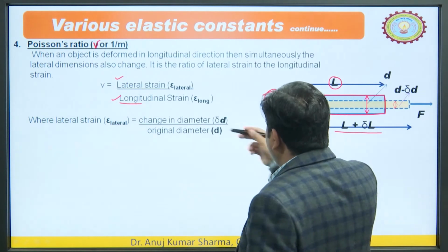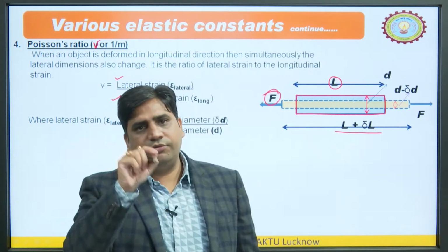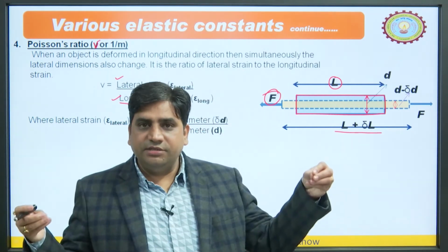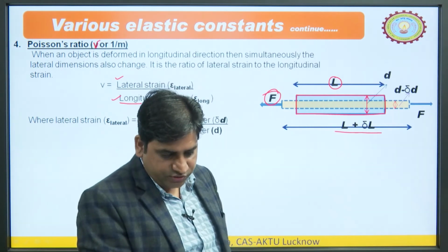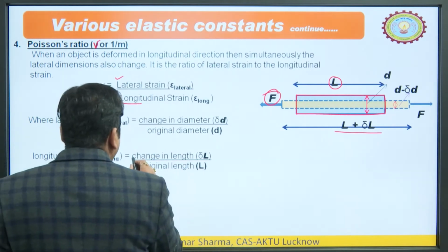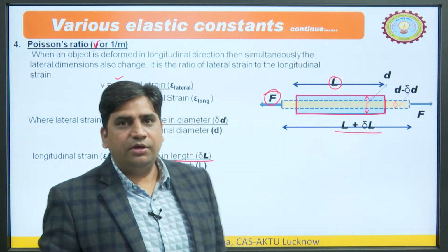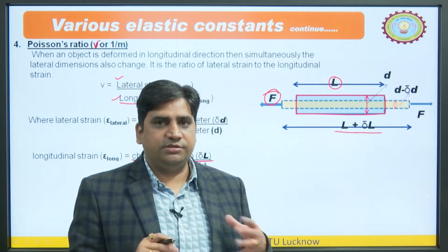Here it would definitely be negative. So, if we consider the sign convention, it will become minus delta d upon d. Now, its length is increasing, so there must be another strain. That strain is known as the longitudinal strain. Longitudinal strain means change in length upon original length, so delta L upon L. These two types of strains are there simultaneously.